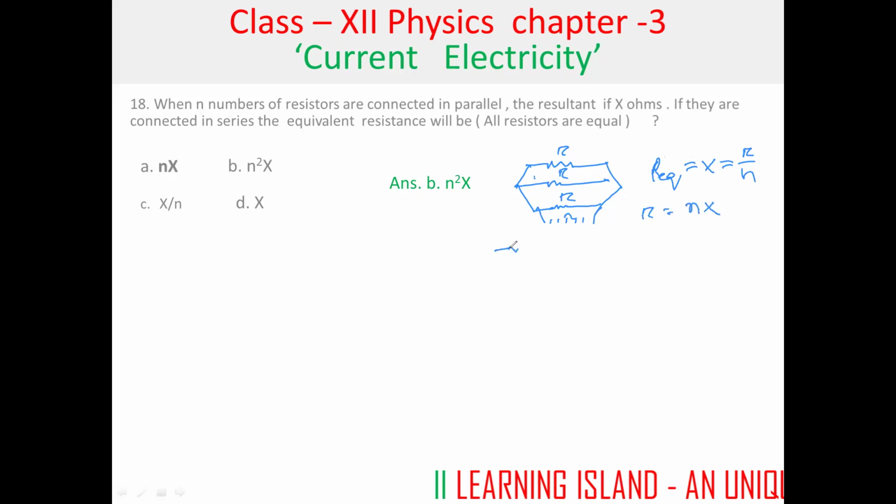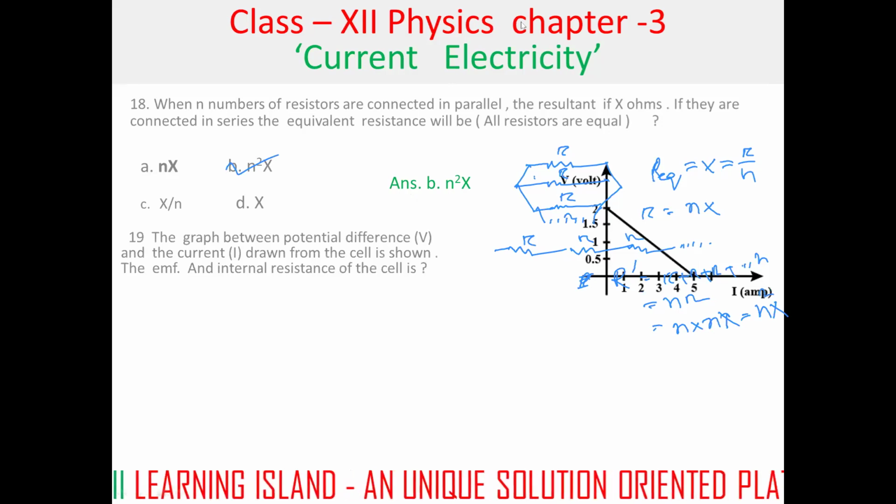If these are connected in series, the n number, all are r. So equivalent here would be R dash equal to r plus r plus r plus nth term, which will be n into r. Again, value of r is nx, so it will be n into nx. It is n square x. So answer will be n square x. So hope this is clear to you. So let us go to the next question.